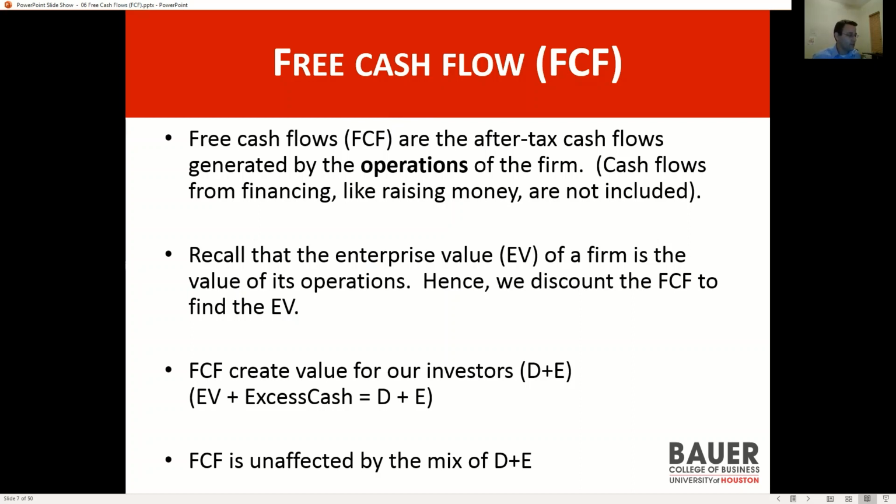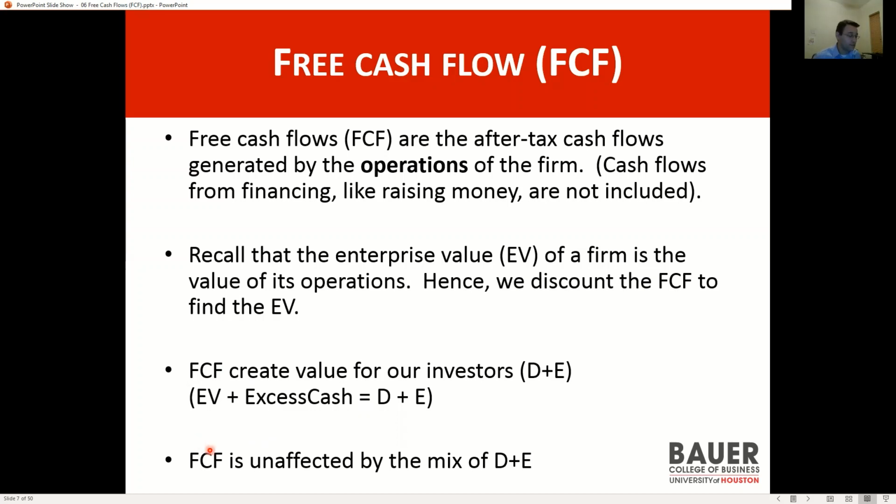The free cash flows, therefore, are on the left-hand side of the balance sheet, the asset side. We wrote out this equation last time: the enterprise value plus our excess cash is equal to debt and the equity. So the free cash flows are contributing to the value here, the enterprise value, the left-hand side of the balance sheet. What that means is that our investors, the debt and the equity holders, why is debt and equity worth anything? Well, it comes from the operations. The value that the operations are creating is what is used to pay the debt holders and the equity holders, right? That's why our investors value the company at all.